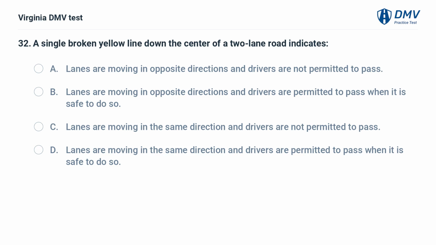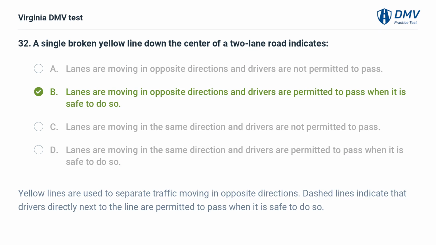A single broken yellow line down the center of a two-lane road indicates A. Lanes are moving in opposite directions and drivers are not permitted to pass. B. Lanes are moving in opposite directions and drivers are permitted to pass when it is safe to do so. C. Lanes are moving in the same direction and drivers are not permitted to pass. D. Lanes are moving in the same direction and drivers are permitted to pass when it is safe to do so. B. Lanes are moving in opposite directions and drivers are permitted to pass when it is safe to do so.